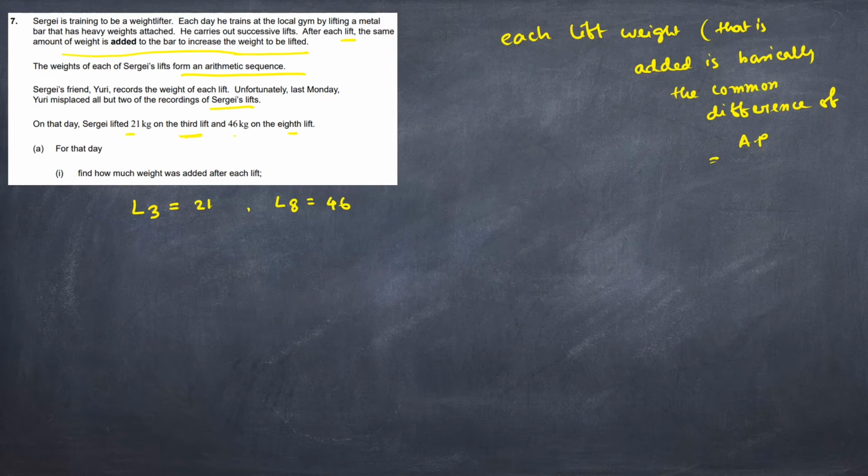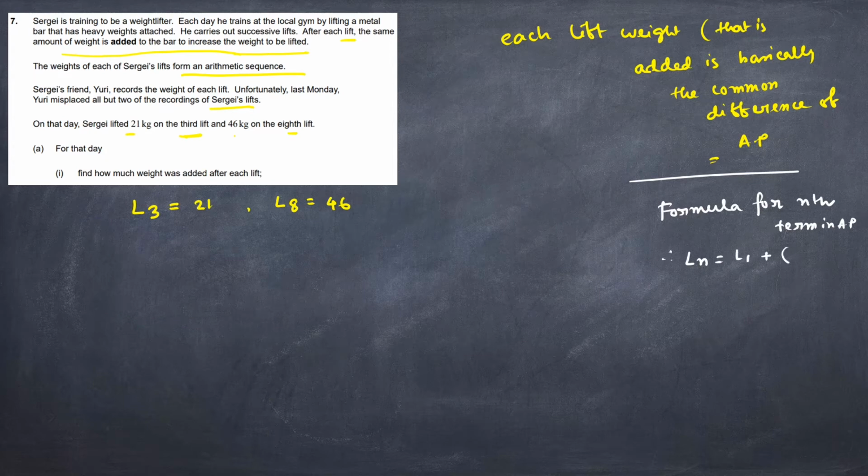Now see the formula for the nth term in AP. The formula is Ln equals L1 plus (n minus 1) into d. Here d is the common difference. Let us assume the first weight is L1. So we can write L3 equals L1 plus (3 minus 1) into d, so 21 equals L1 plus 2d. This is the first equation.